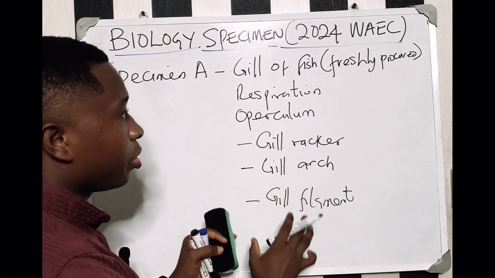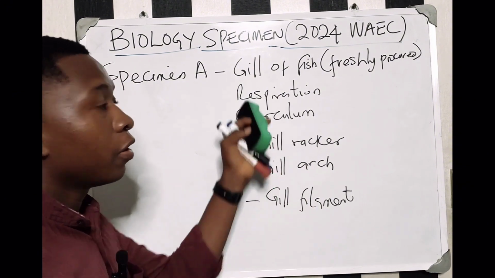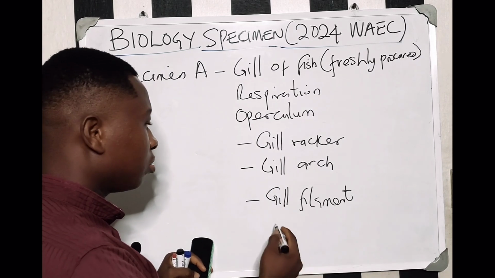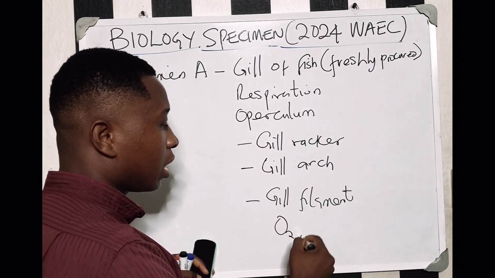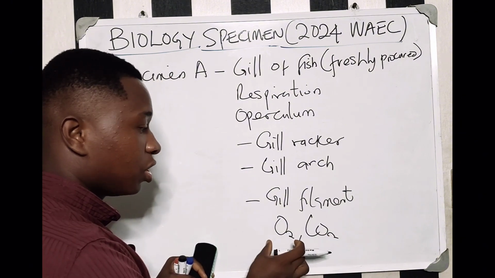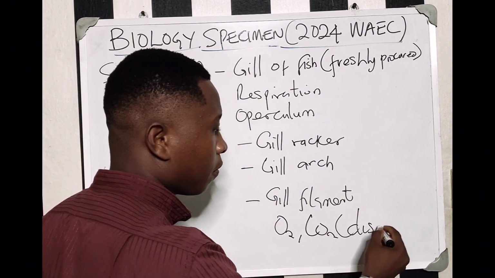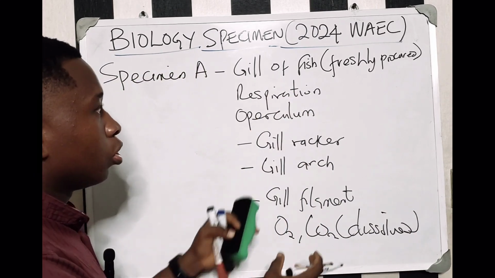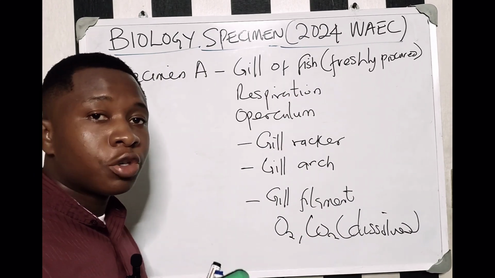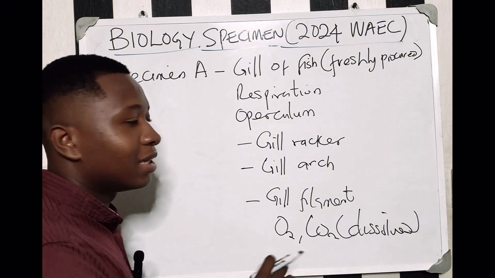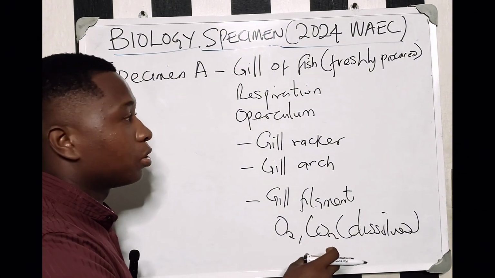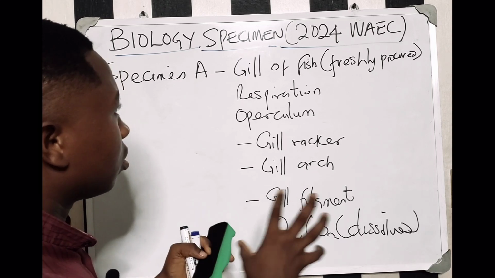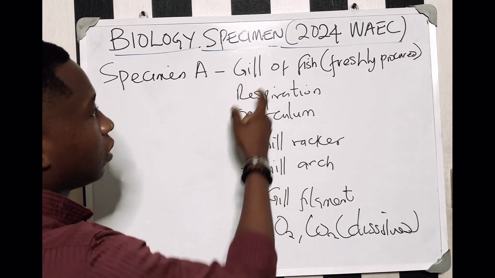Now, the gills, we know, are used for respiration in fishes or aquatic animals. The respiration is between two gases, as we know, oxygen and carbon dioxide. This oxygen is in dissolved form. So the gills help the fish to trap dissolved oxygen and give out carbon dioxide. So this is just the background review of the gills.